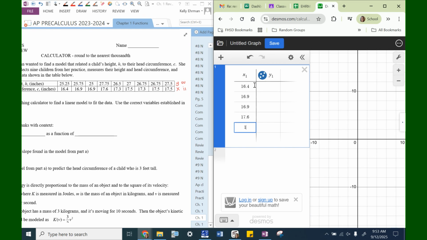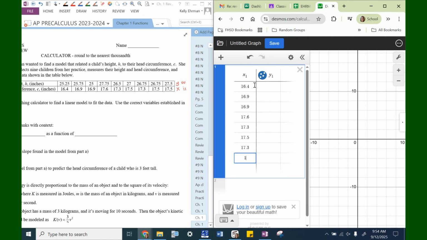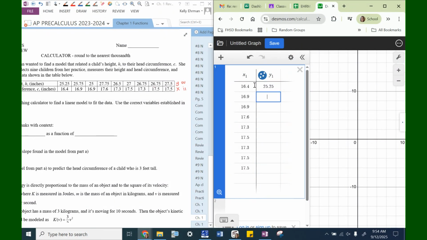When you finish typing, do a quick check for typos. These numbers are very similar, so it's easy for your eyes to jump or skip one. So 1, 2, 3, 4, 5, 6, 7, 8, 9. 1, 2, 3, 4, 5, 6, 7, 8, 9. I'm just looking through them again. 0.4, 0.9, 0.9, 0.6, 0.3, 0.5, 0.3, 0.5. Okay, that looks fine. And then type in the heights up here.